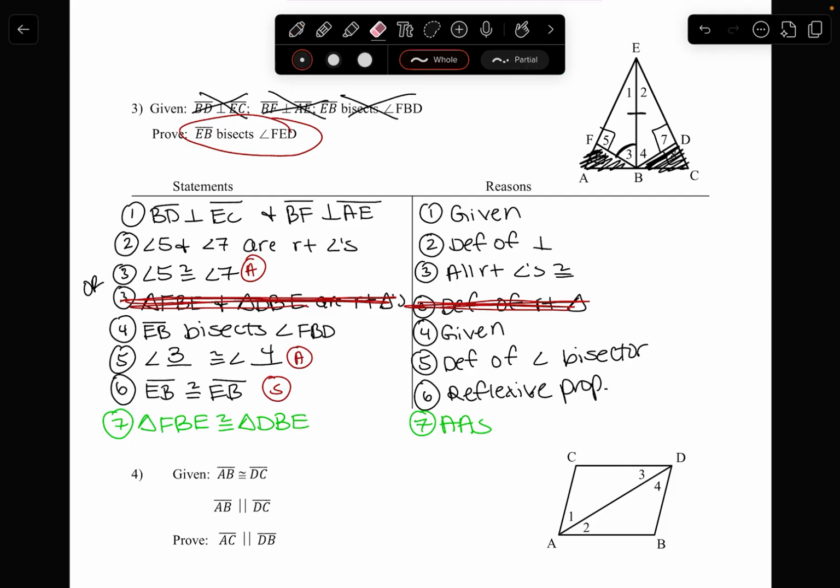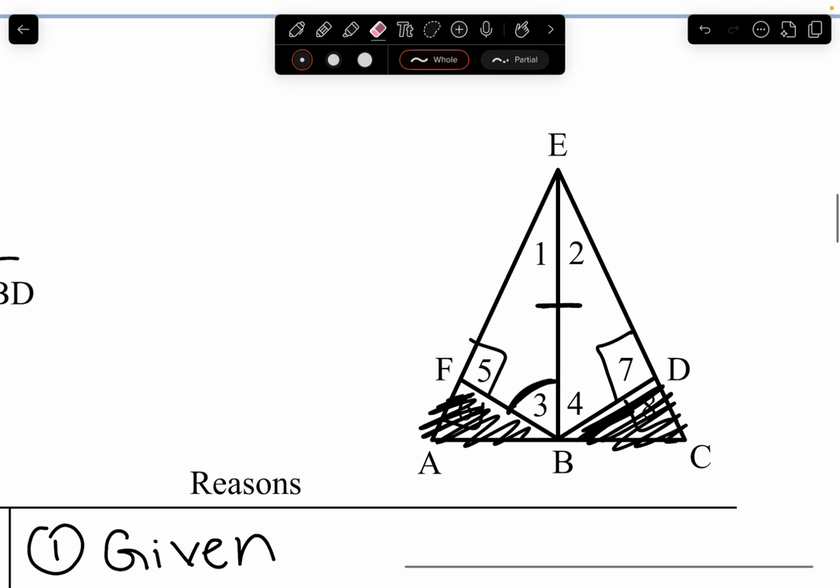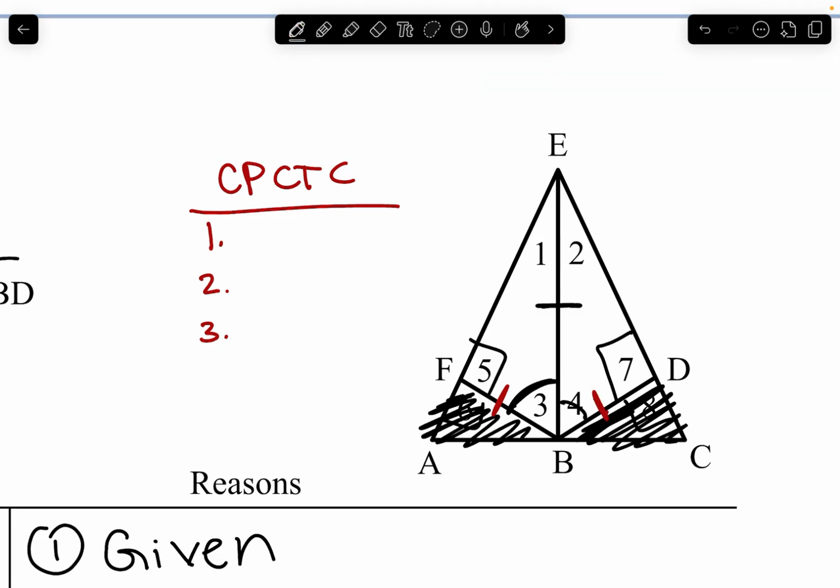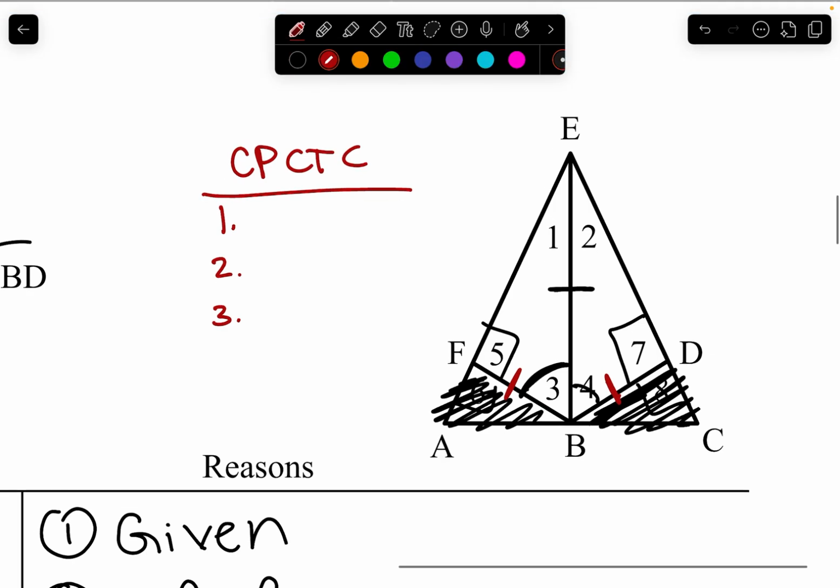Okay, so now that I've proven my triangles are congruent, I'm going to come up here and I'm going to make myself my CPCTC list. And this is where I have to list the 3 other congruent parts of my triangles. So when I look at my triangles, oh no, what happened to number 4? Okay, so when I look at my triangles here, I've got that FB is congruent to BD.